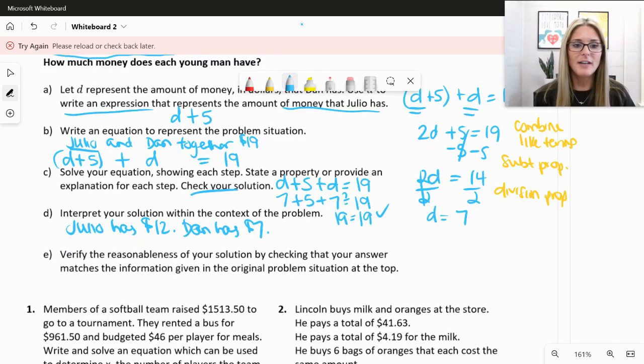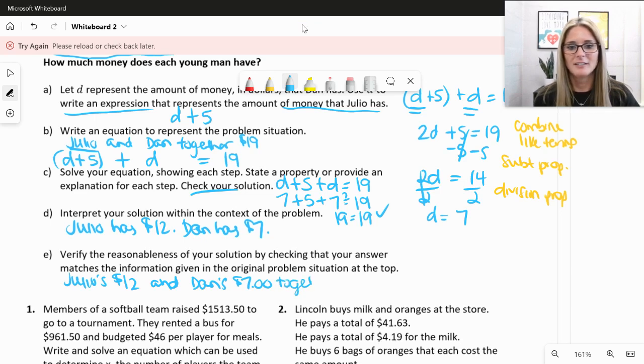And then part E, verify the reasonableness of your solution by checking that your answer matches the information given in the original problem situation at the top, meaning that second sentence where they said altogether Dan and Julio had $19. 12 plus 7 is 19. Does this all make sense when we pull it back together between the written context, the equation that we created, and the answer that we got? Absolutely, yes. Julio's $12 and Dan's $7 together is $19.